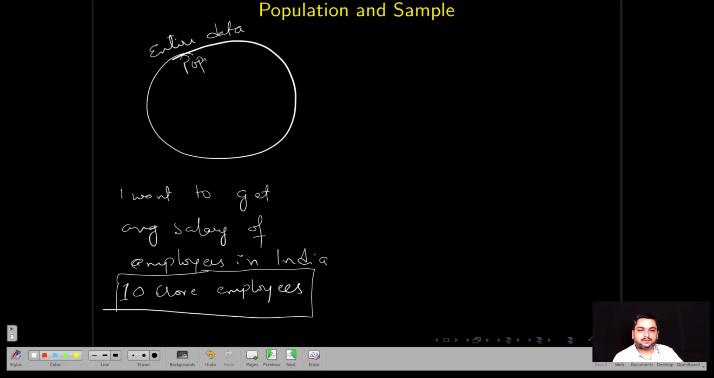So this entire universe of this data set is the population. Now, how to find the average salary? One method is you get the data of all the 10 crore people and take an average of the data. But is it really possible? It may not be feasible or practically possible. You may not be able to process all 10 crore employees' data, right?